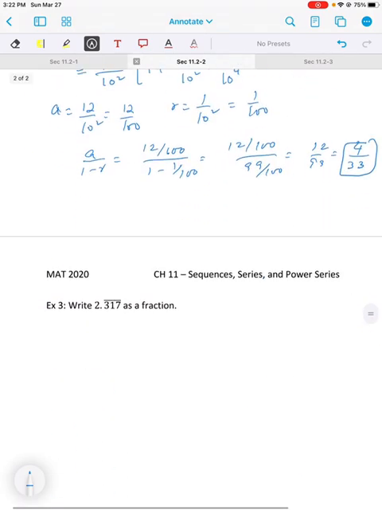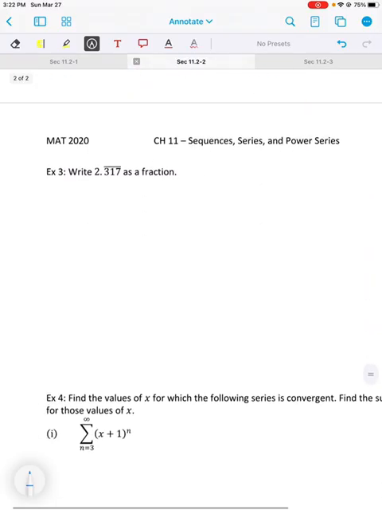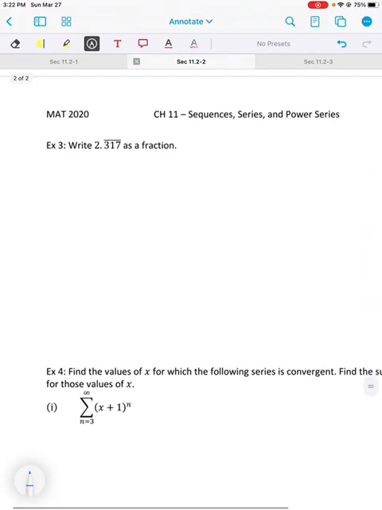Let us look at one more example. Now I have 2.317 repeating, and we want to write it as a fraction. Notice here the 3 digits are repeating now. Again, it doesn't matter how many digits we have repeating. We start by expanding it and writing it as a sum. So we have 317.